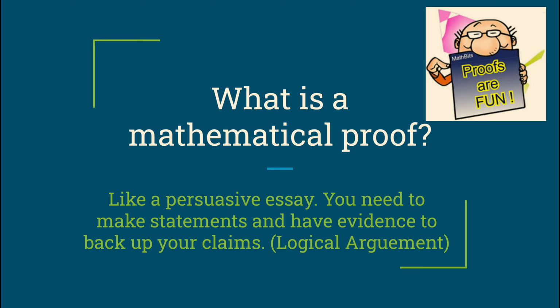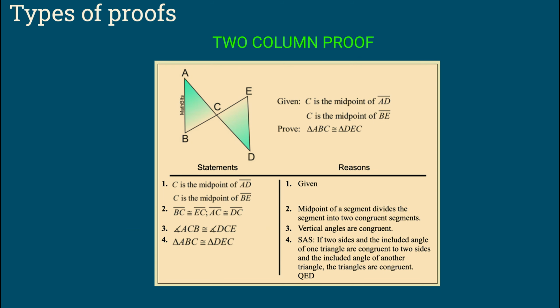Now, there's 3 different types of mathematical proofs that we really focus on. The first one is called a 2-column proof. And most of the time, this is what we use. So with the 2-column proof, you pretty much have 2 columns that are created. You have one side, which is for statements, and you have the second side, which is for reasons.